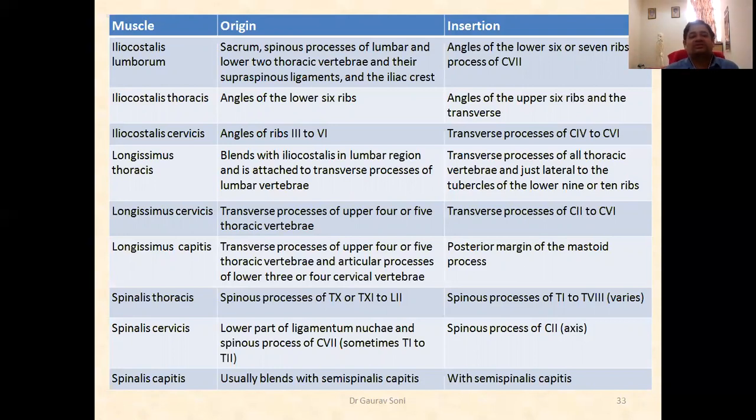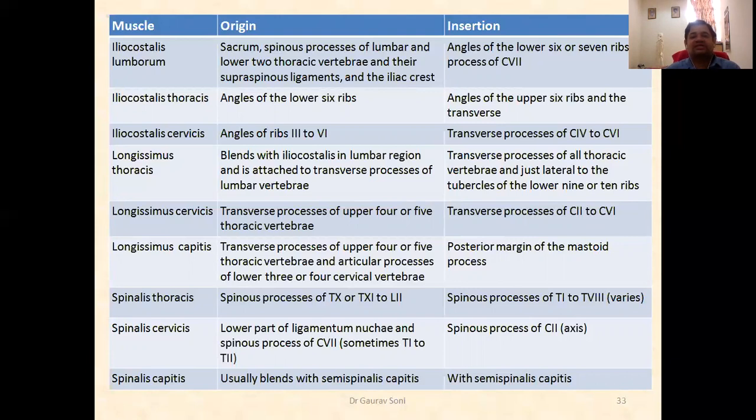Iliocostalis cervicis starts from the 3rd to 6th ribs and goes to the transverse processes of C4 to C6. So this is what is known as the iliocostalis group, having lumborum, thoracis and cervicis compartments. Then comes the longissimus. It has three parts: thoracis, cervicis and capitis. Longissimus thoracis blends with iliocostalis in the lumbar region and is attached to the transverse processes of lumbar vertebrae. It gets inserted to the transverse processes of all thoracic vertebrae, just lateral to the tubercles of lower 9 or 10 ribs.